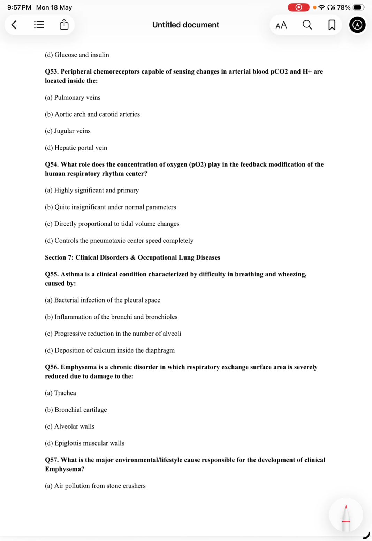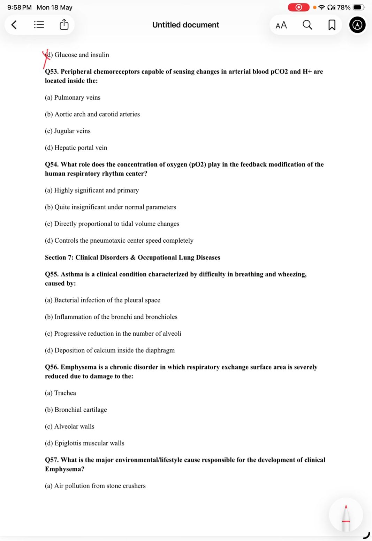Glucose and insulin, not at all. Correct. What happens when the central chemoreceptors, okay, they do not monitor oxygen. They monitor the concentration of carbon dioxide and hydrogen in the CSF. So when they accumulate, there's an increase in ventilation and they try to eliminate the excess gas.